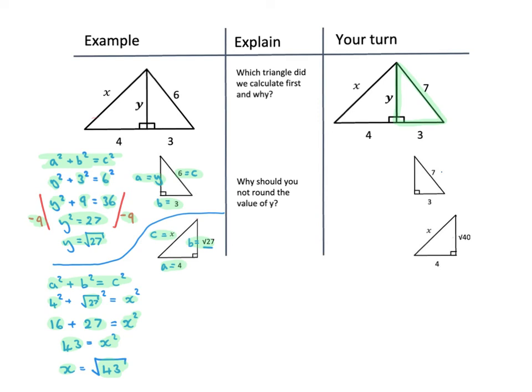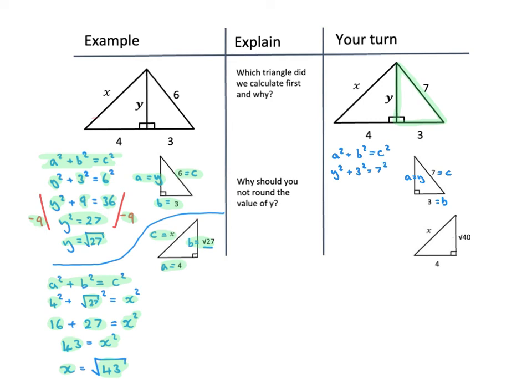We start out by labelling the sides. The hypotenuse is C, this shorter side is B, and we'll call this side that we're looking for, which is also going to be called y, A. Let's state Pythagoras' theorem. A squared add B squared equals C squared. We'll then substitute in the values. A, we're calling y here. B is 3, and C is 7.